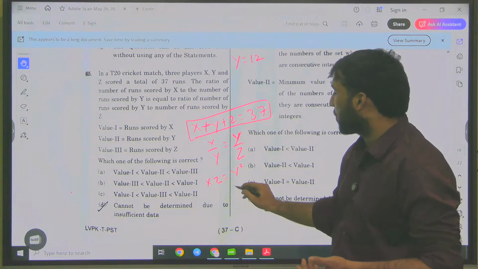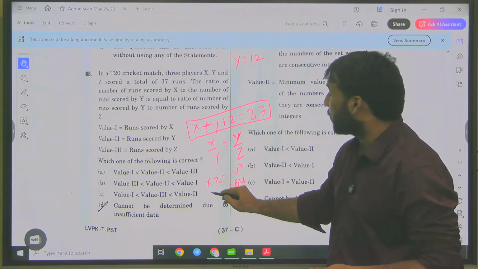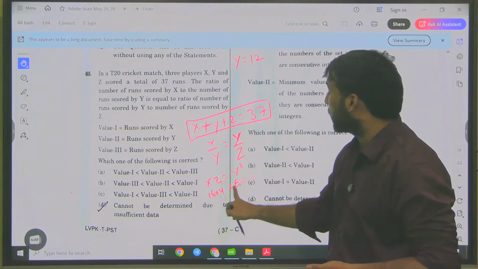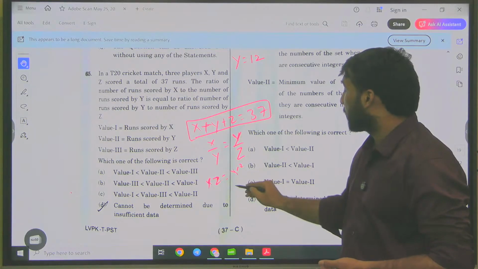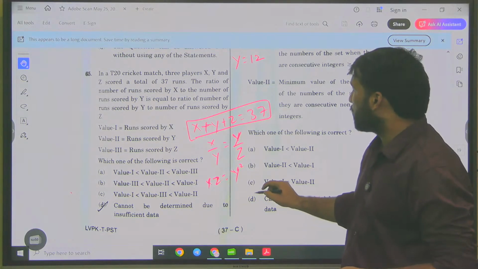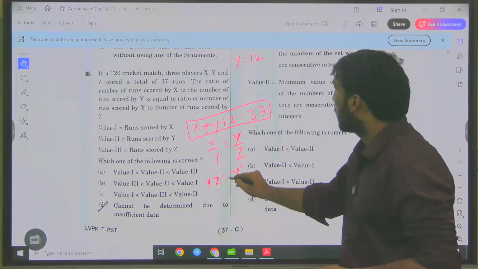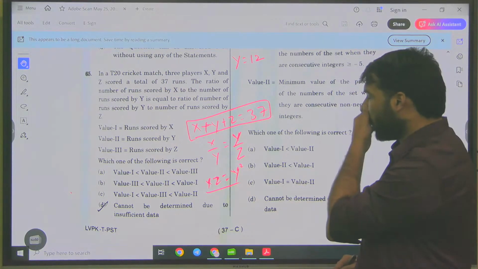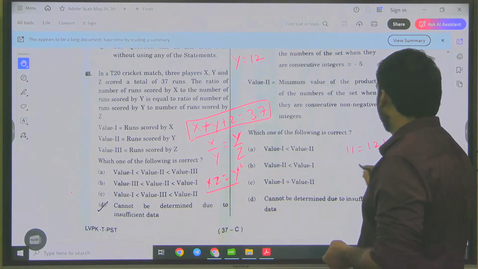7, 49, not possible. 8, 64, so 64 means 16 into 4. 16 plus 4 is 20, 20 plus 8 is 28, not possible. And 9, not possible. Basically, my value should be 11 or 12. 11, 121, not possible. 12 square, 144.